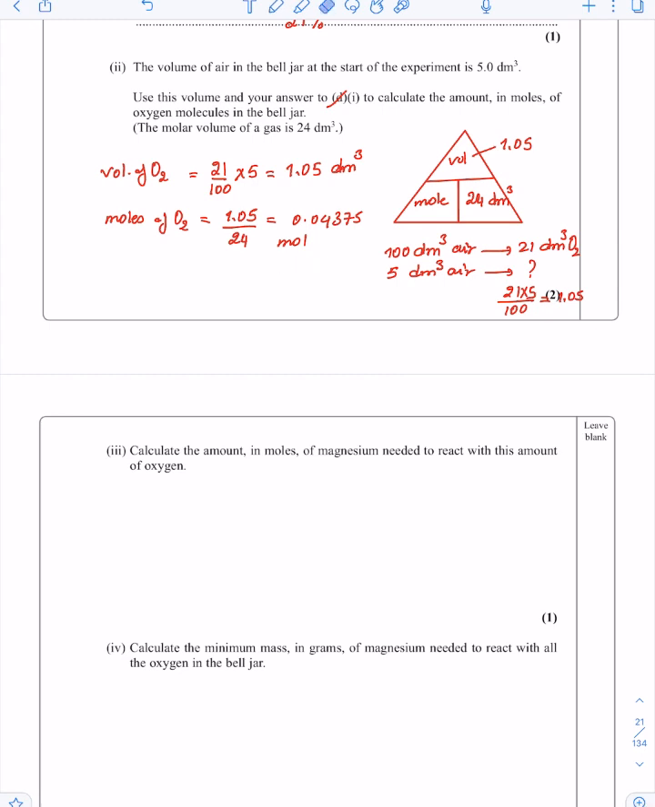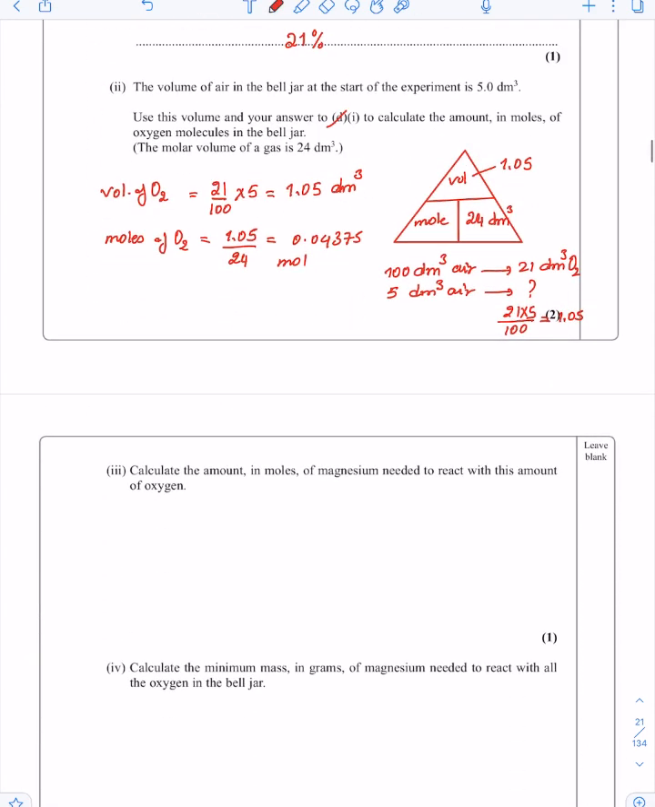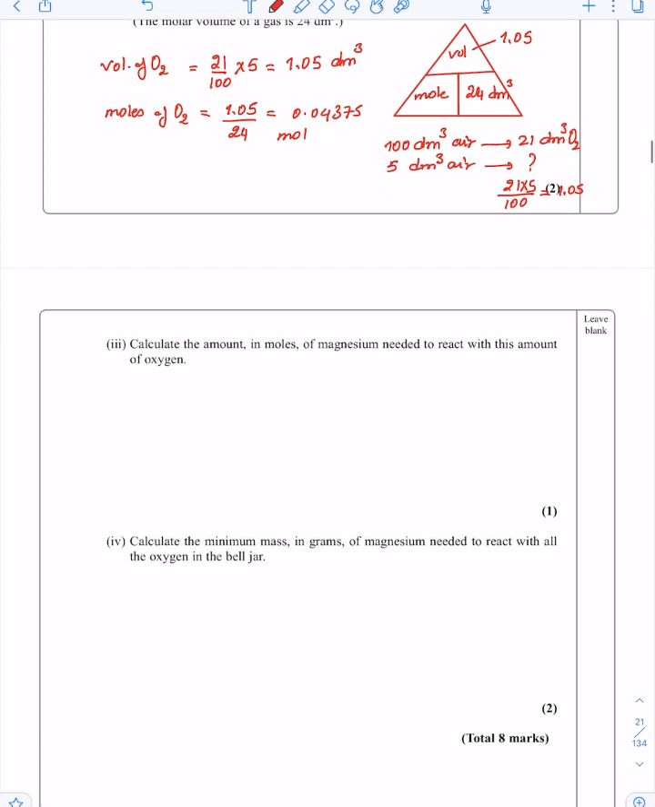Next, part III: calculate the amount in moles of magnesium needed to react with this amount of moles of oxygen. The ratio between magnesium and oxygen in the equation is 2 to 1. So if we multiply the moles of oxygen times 2, we get the moles of magnesium, because the ratio is 2 to 1. So 2 by 0.04375, the answer is 0.0875 mole.